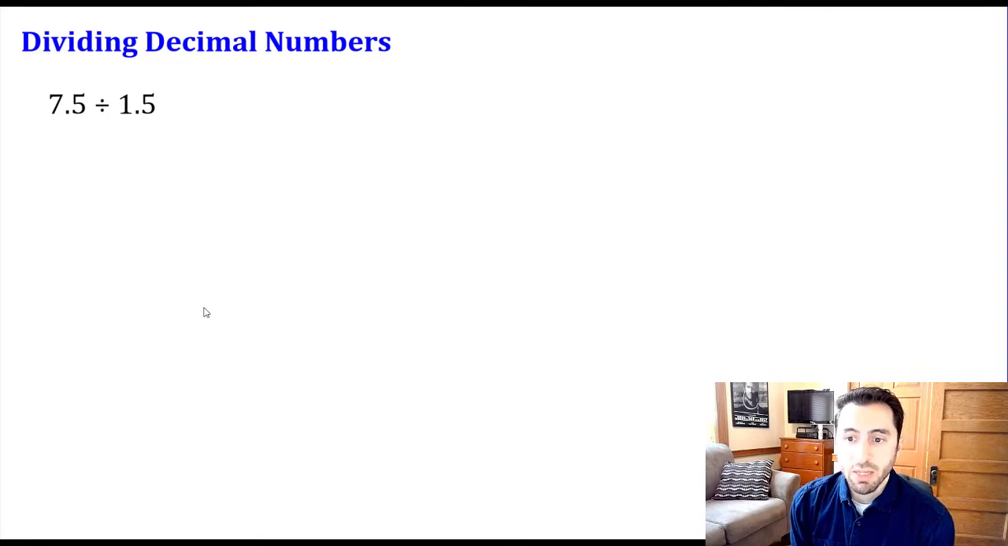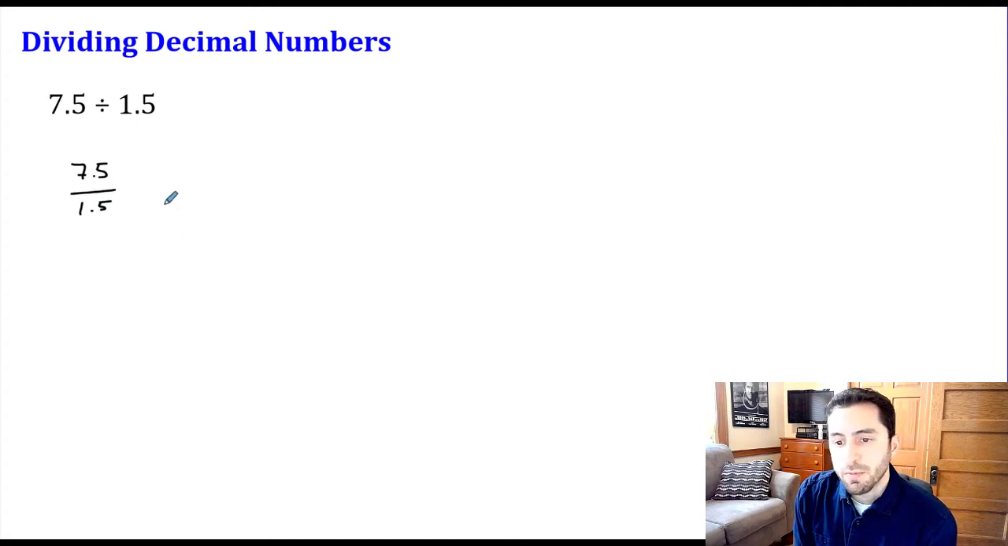So my first example, I have 7.5, and I want to divide that by 1.5. So one way that I can handle this is I can put this into a fraction. So division is the same as a fraction. So I could rewrite this as 7.5 over 1.5.